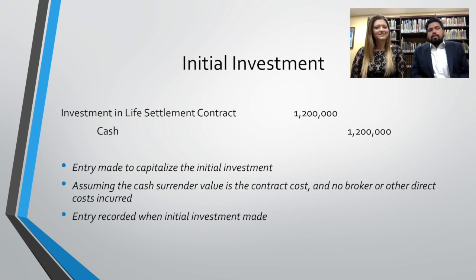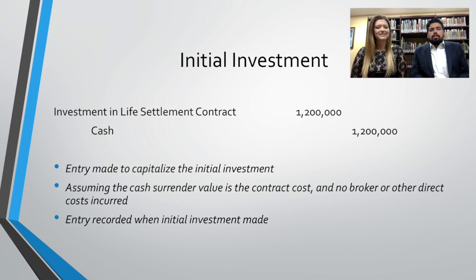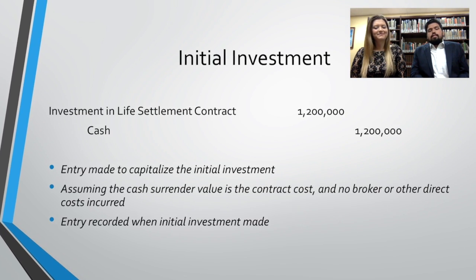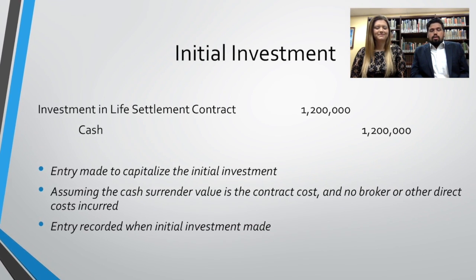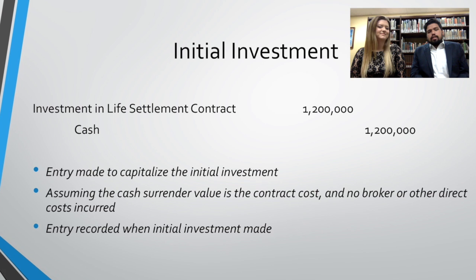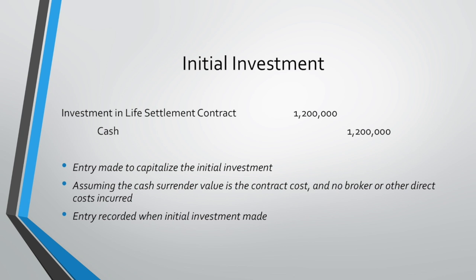For an initial investment, the journal entry that needs to be made to capitalize the initial investment is a debit to an investment asset account for $1.2 million of the cash surrender value. Also, we need to credit the cash account in the period that the investment was made. This is under the assumption that the cash surrender value is at contract cost, and no broker or other direct costs were incurred.